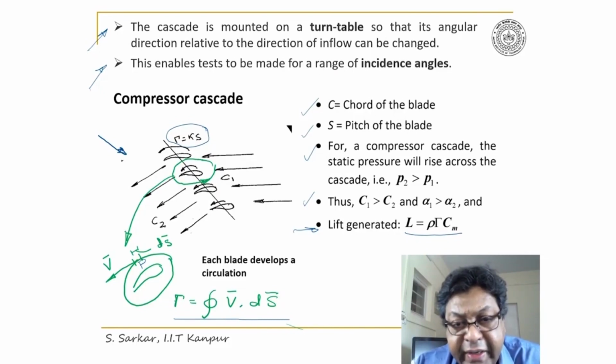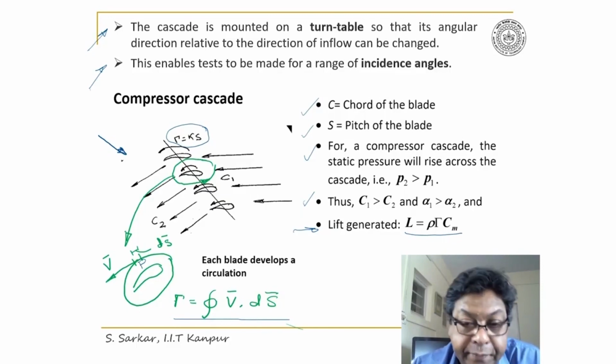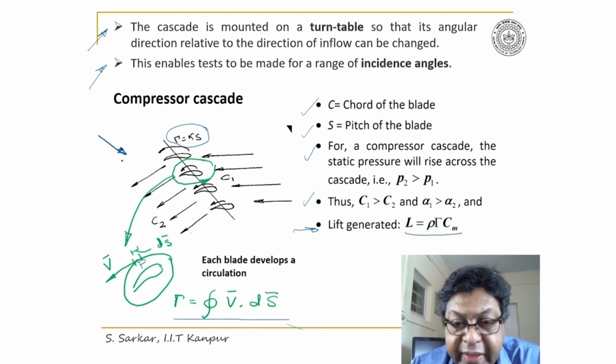I have stated here some important points, where C is the chord, being the approximate length of the blade, and S is the pitch, being the circumferential distance between two neighboring blades. Also I have indicated here, since it's a compression cascade, P2 will be greater than P1, and that C2 will be less than C1, and alpha 2 will be less than alpha 1.